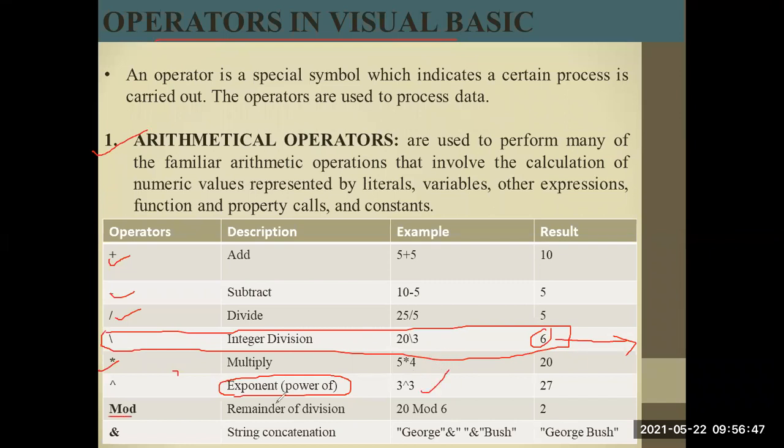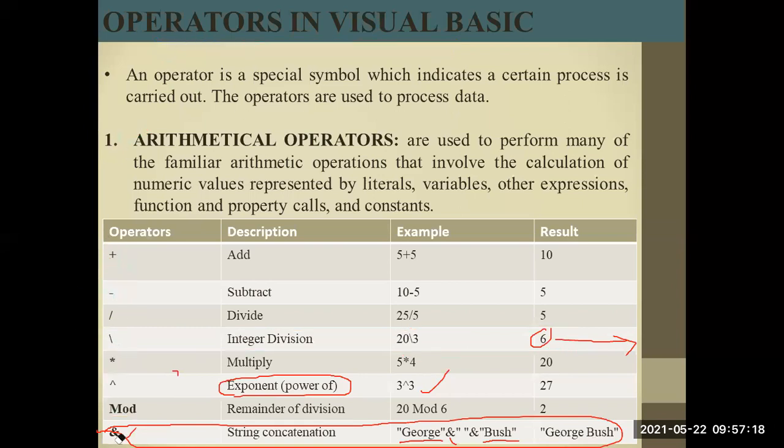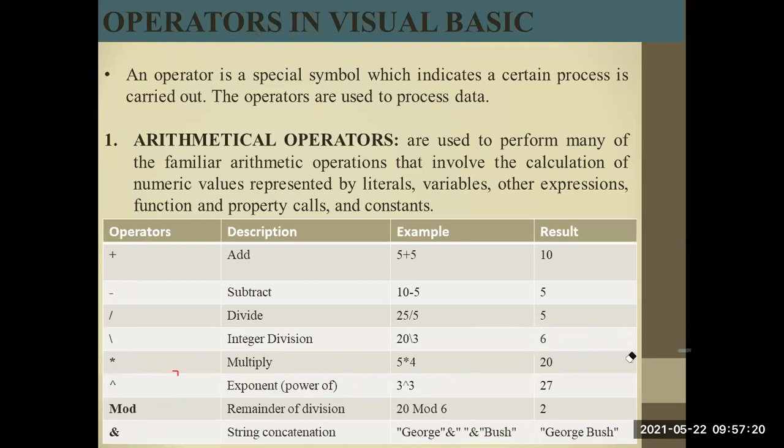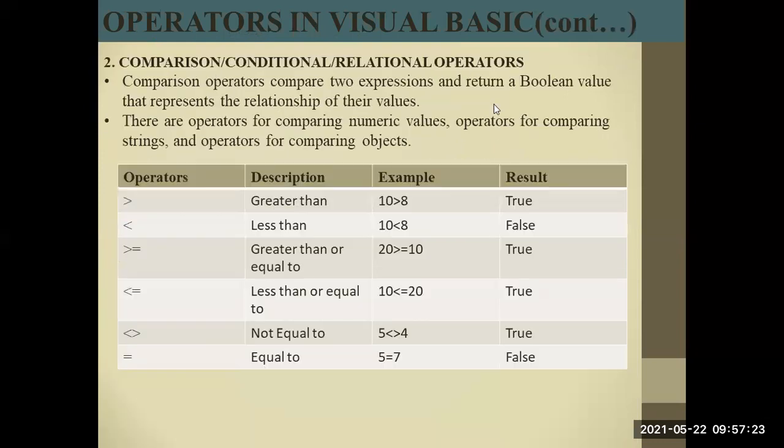Now we have the mod operator. Then there is another special operator that can be used for string concatenation. This is the AND operator. How is it used? We have two strings here: one is George, the second one is Bruce. When we use the AND operator with the two strings, it will perform concatenation between them. This is about the arithmetic operators supported by visual programming.